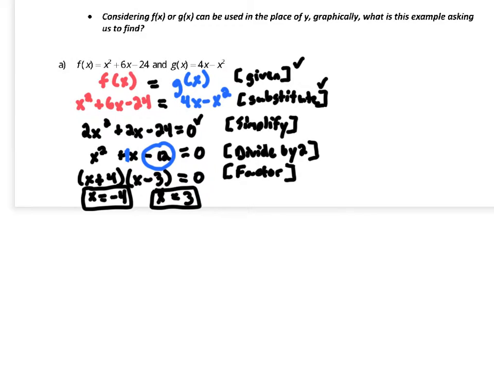One thing I want to point out is we did not just find the x-intercepts. So do not write (negative 4, 0) or (3, 0) because, again, we were just finding x values that made the y values equal here. We didn't necessarily suggest that the y values are zeros. So let's look at the graph to get a better idea to confirm what these answers really mean.